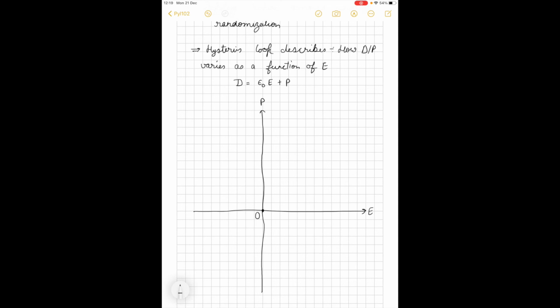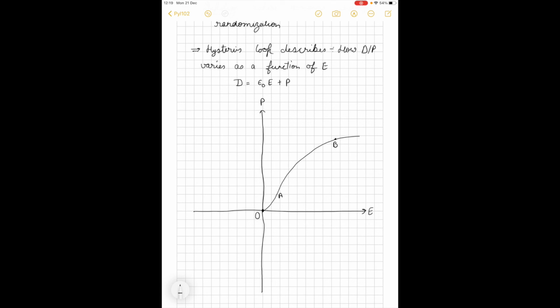It behaves like the normal dielectric, so it is kind of linear in the beginning, for example, let's say till a point A. But beyond that, it becomes non-linear, but it has to increase. So it goes something like this. And after a point, for example, let's say B, the slope becomes really small.